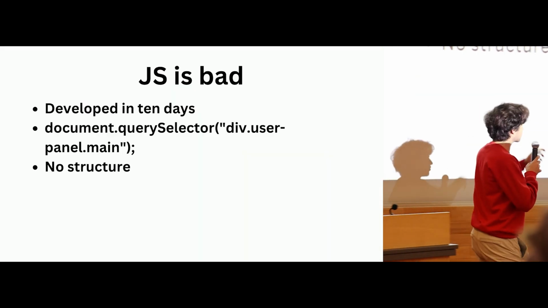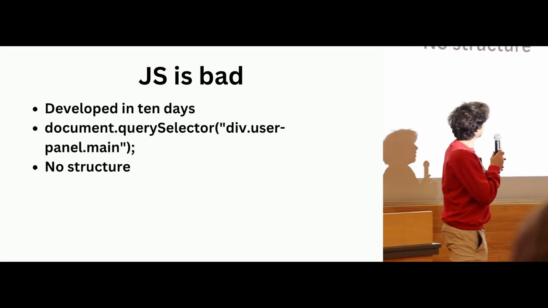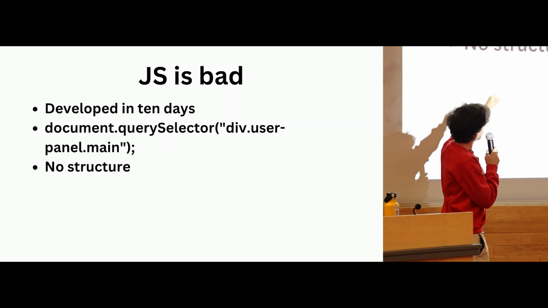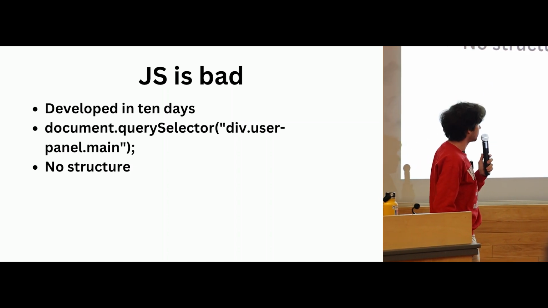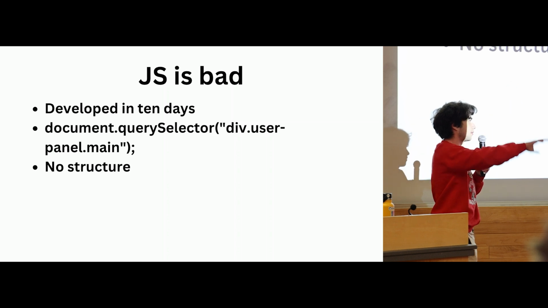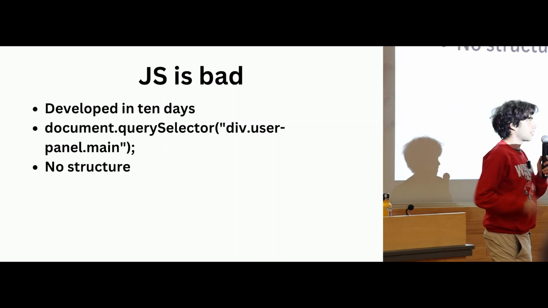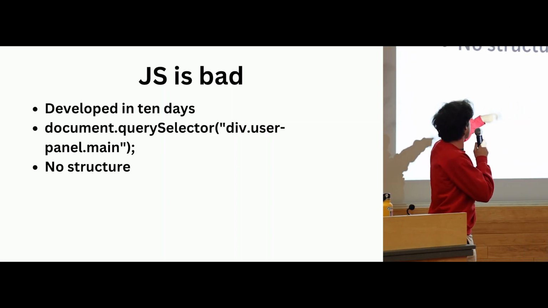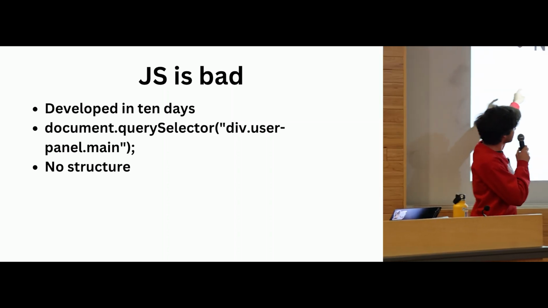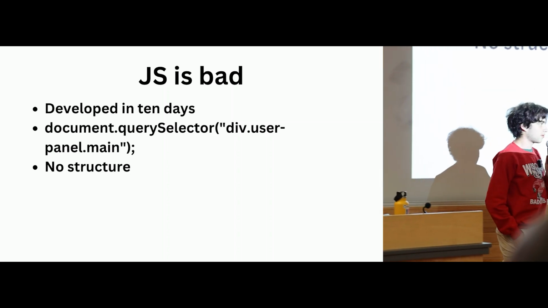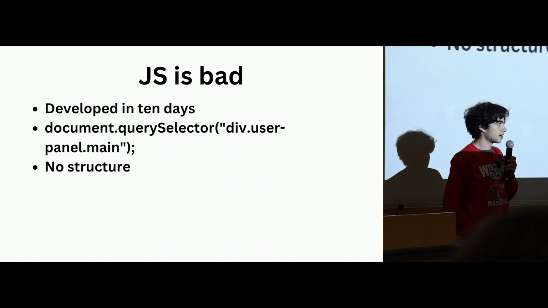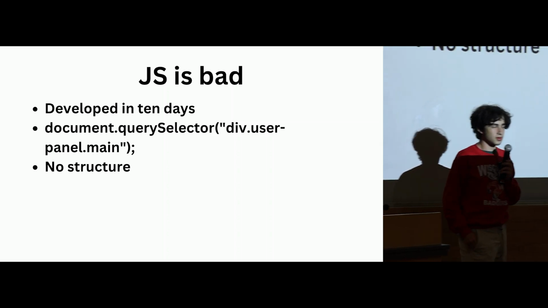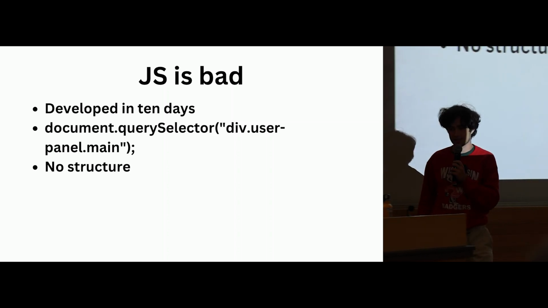JavaScript is bad. JavaScript was developed in 10 days. That is JavaScript code that you'll need to write if you want to do a fairly normal thing, which is select something in the DOM, the document object model, I don't know, one of those two. And there's no structure. If you look at JavaScript code, it's just a pain to maintain because there's no real way to enforce structure in your projects.